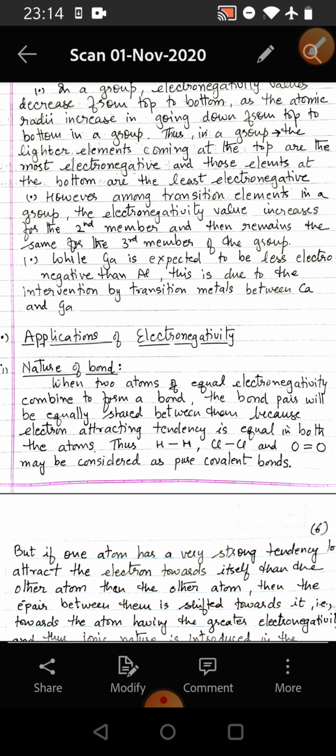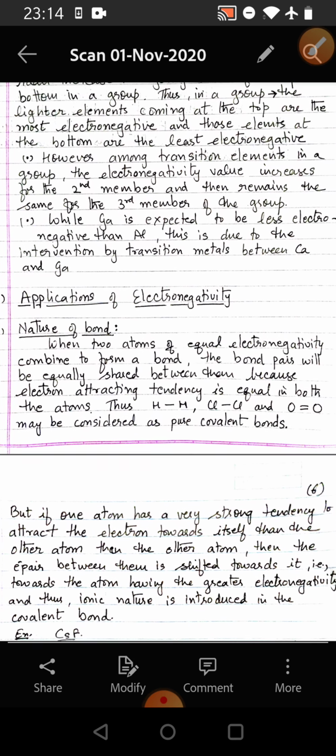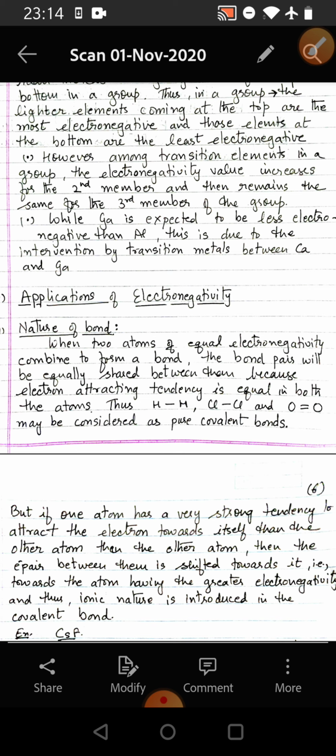While gallium is expected to be less electronegative than aluminium, this is due to the intervention by transition metals between calcium and gallium.